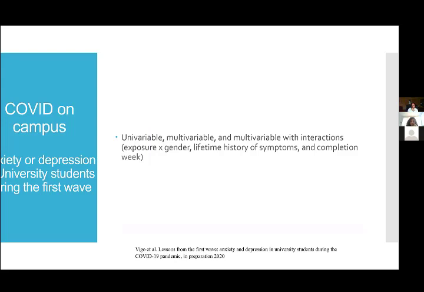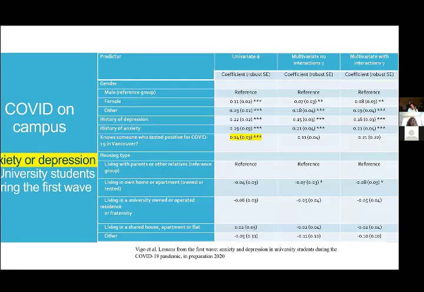What we're going to see now is how this proximity of COVID-19 affects anxiety and depression. And we'll see different models: univariable, multivariable, and multivariable with interactions. We're going to see a number of covariates there. We ran more covariates even, but this is any anxiety or depression in university students. And what we're going to focus on is this line here, know someone who tested positive for COVID-19.